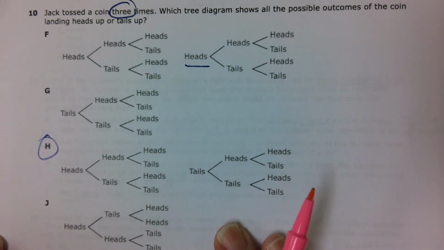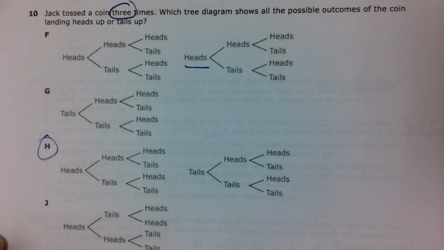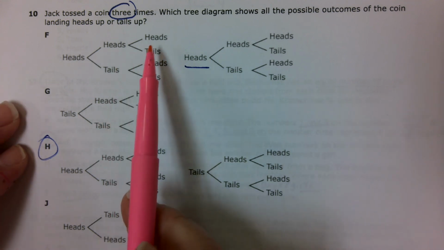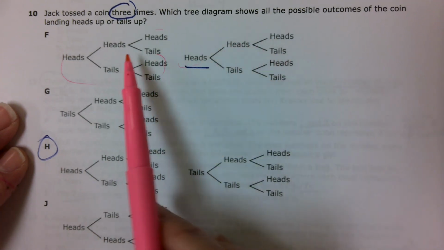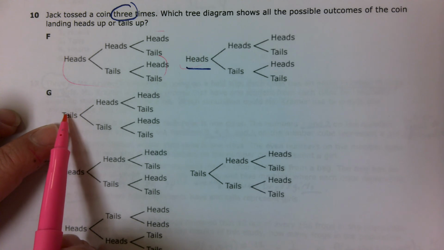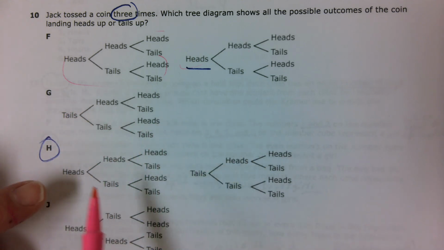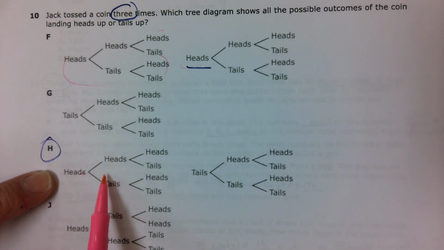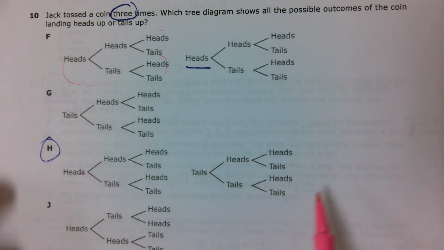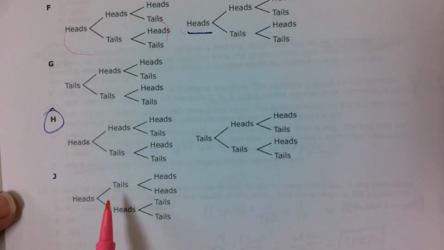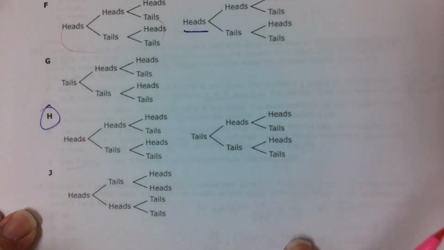All right, number 10, Jack tossed a coin 3 times. Which tree diagram shows all the possible outcomes of the coin landing heads up or tails up? So right here, this was close, but we didn't get a tails here. So this is essentially the same tree twice. This one here has me starting with tails, but it never shows me starting with heads. This one here shows me starting with heads all the way through, right? Heads, tails, heads, tails. And then I have the tails as my first one. So this one is correct. And then J forgets the landing tails first. So H is our correct answer.